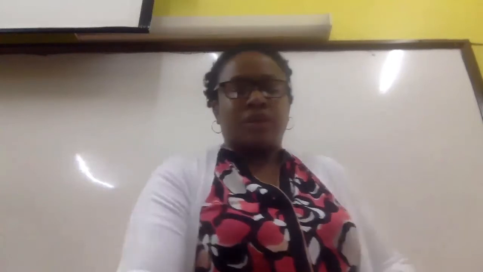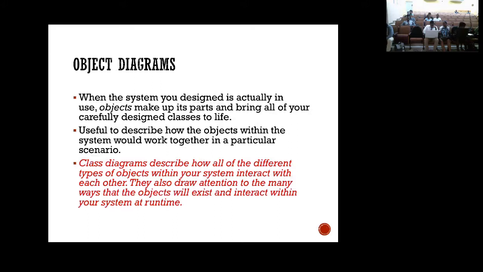All right? All right, so when the system you designed is actually in use, then objects make up its parts and bring all your carefully designed classes to life. So you know that you write your code, and in writing the code, you're specifying classes. But when you execute the program, or when you write the driver for the program, when you run that, you instantiate the objects, right? Instantiate the classes. And so the program itself in execution is really a collection of objects that are related to each other in different ways, right?